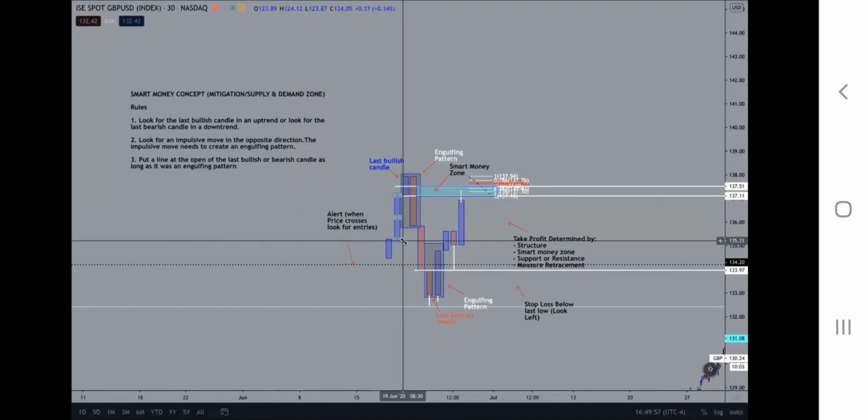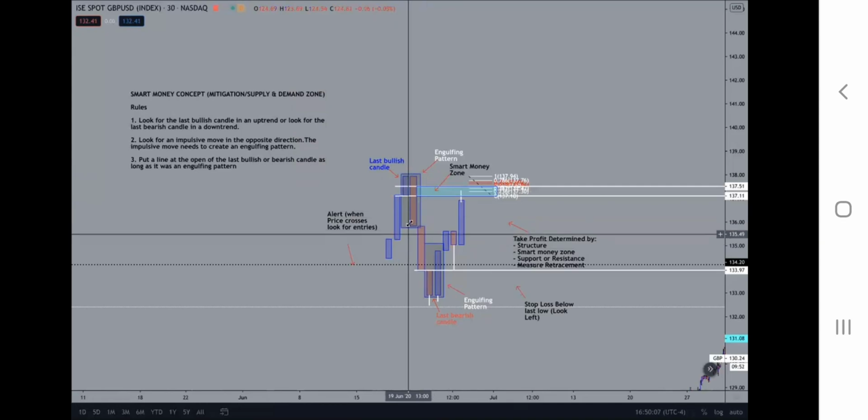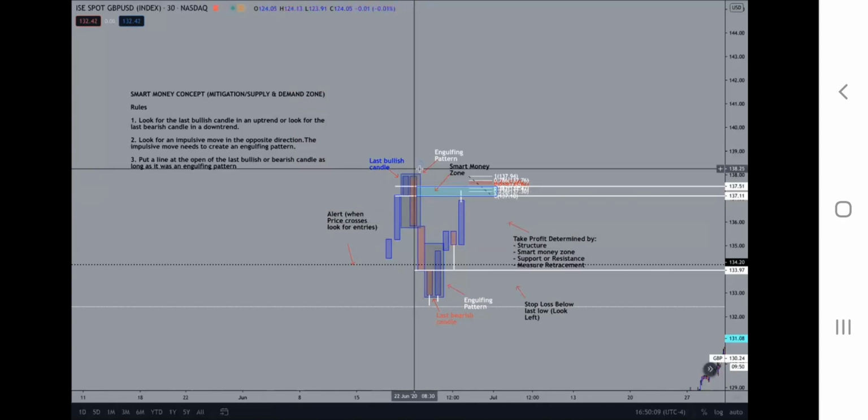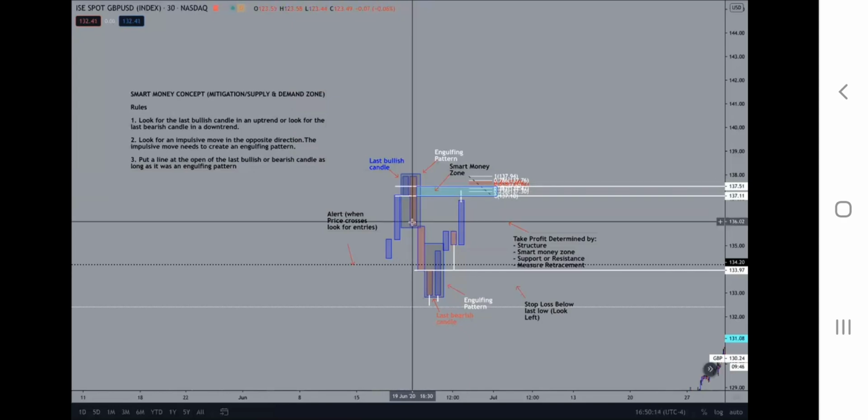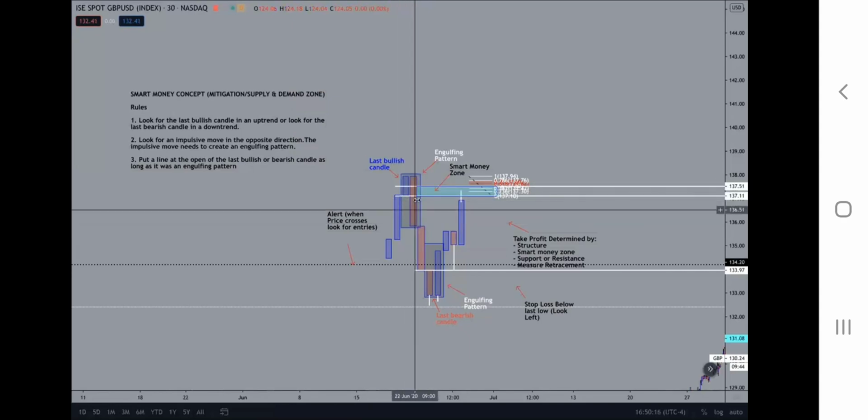The third and final step or rule is to put a line at the open of the bullish or bearish candle, as long as it was an engulfing pattern, right? So I have to stress that. It has to be an engulfing pattern. There has to be supply and demand in this area, which can only be created by an engulfing pattern, right?